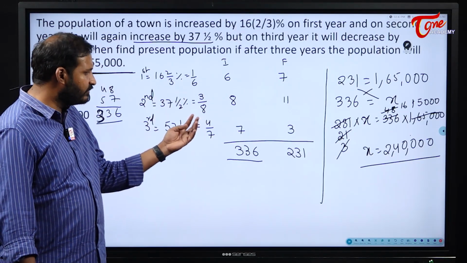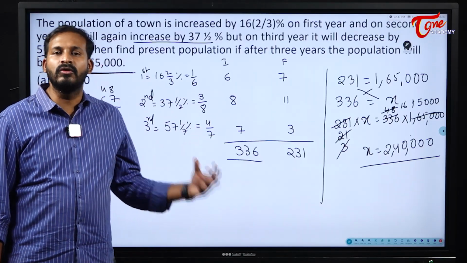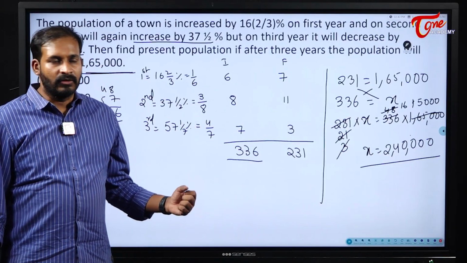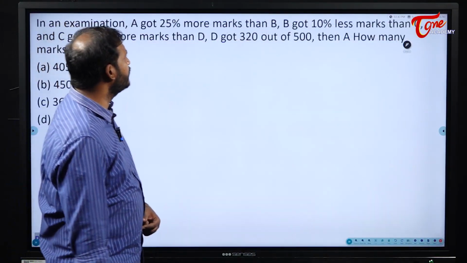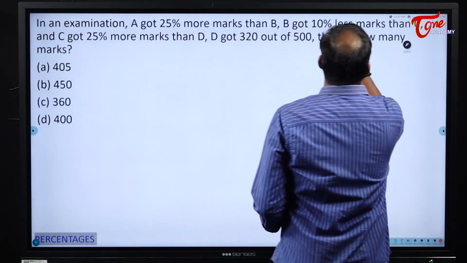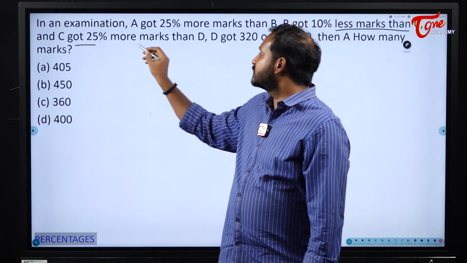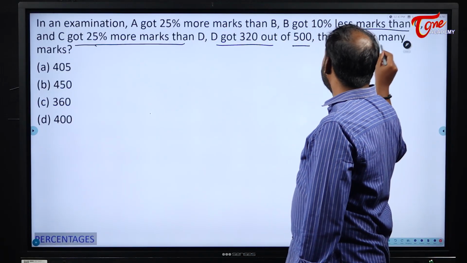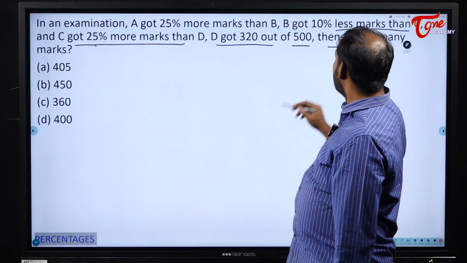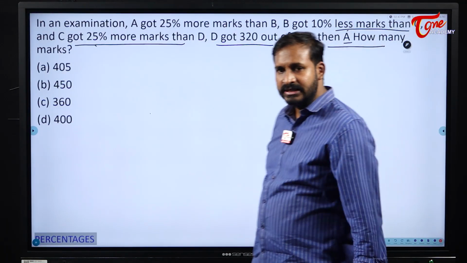If we solve the same thing using the traditional method, definitely I am assuring you it will take more time. Okay, next one. In an examination, A got 25 marks more than B, B got 10% marks less than C, and C got 25% marks more than D. D got 320 out of 500, then how many marks does A get?